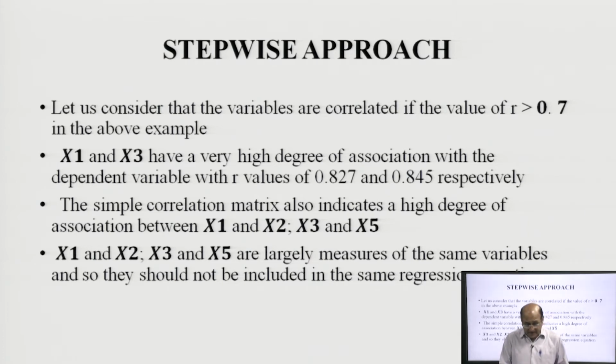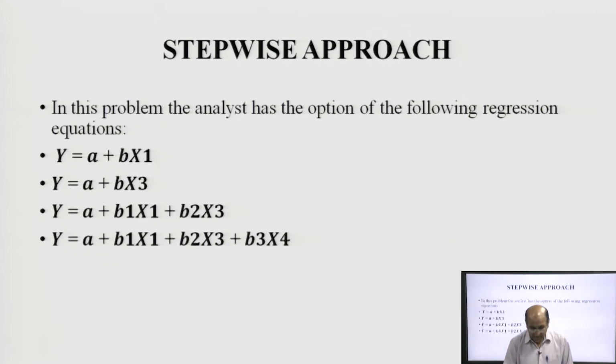The simple correlation matrix also indicates a high degree of association between x1 and x2, and x3 and x5. X1 and x2, and x3 and x5 are largely measures of the same variables, and so they should not be included in the same regression analysis. So, in this problem the analyst has the option of the following regression analysis.